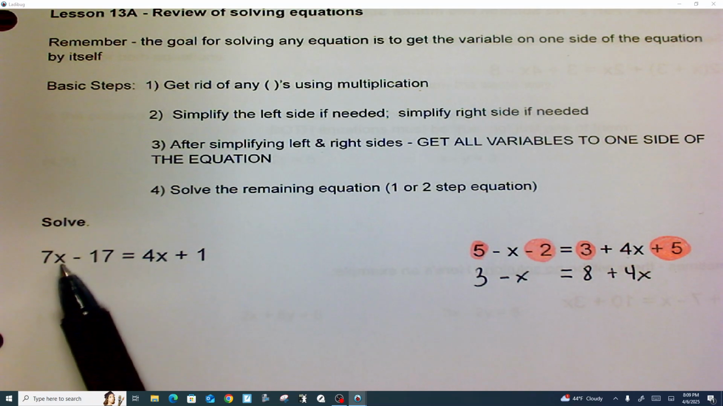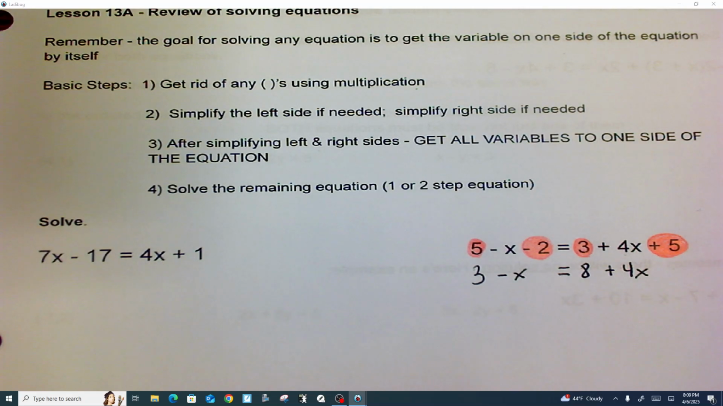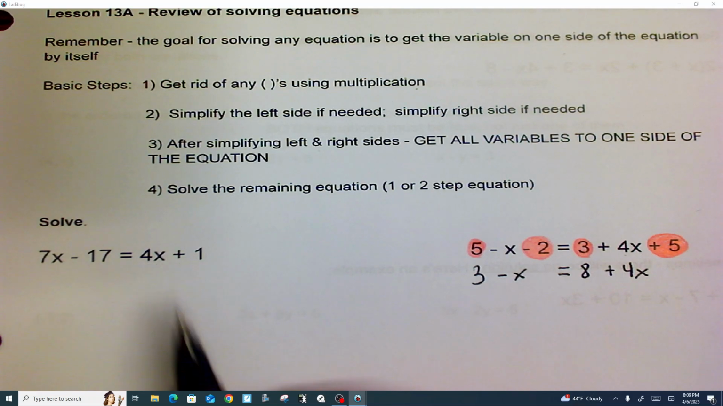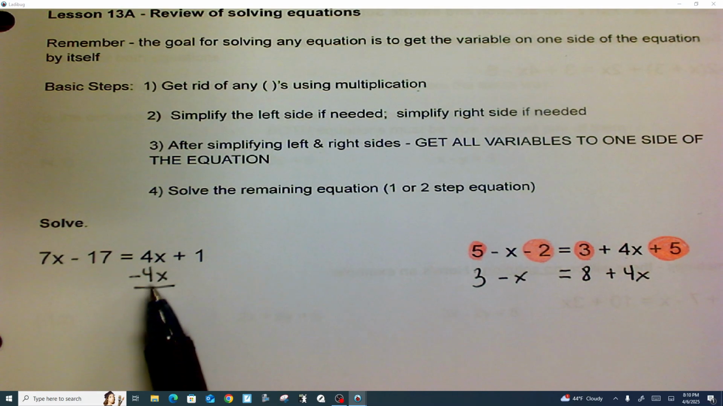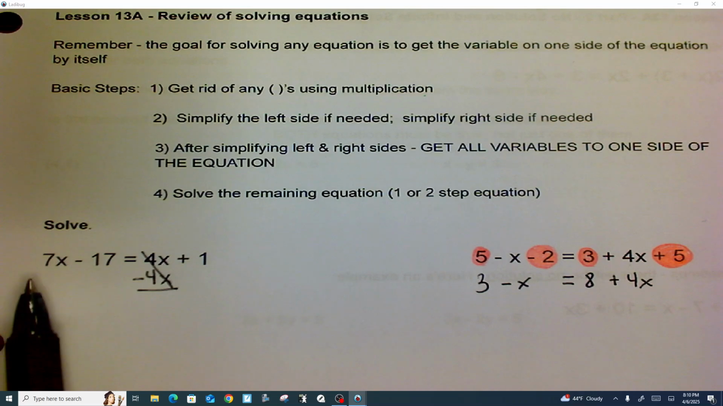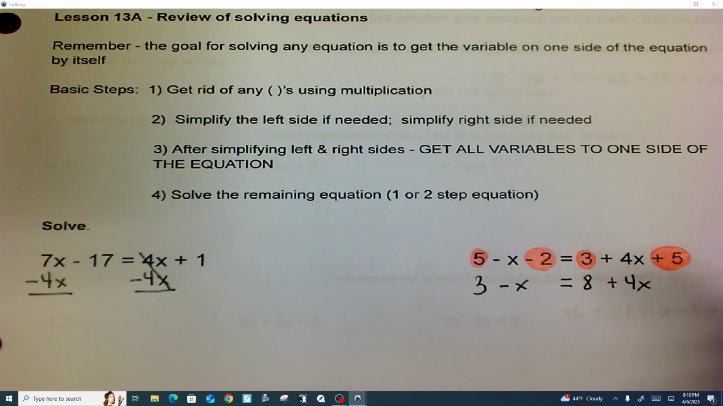And so since I've got an x on the left side of the equal sign and I've got x's to the right side of the equal sign, we can just basically use adding or subtracting to get rid of one side. So since this is positive 4x, I'm just going to subtract 4x there, and that makes that go away. And then we're going to put the minus 4x right underneath the 7x, because what you do to one side, you do to the other.